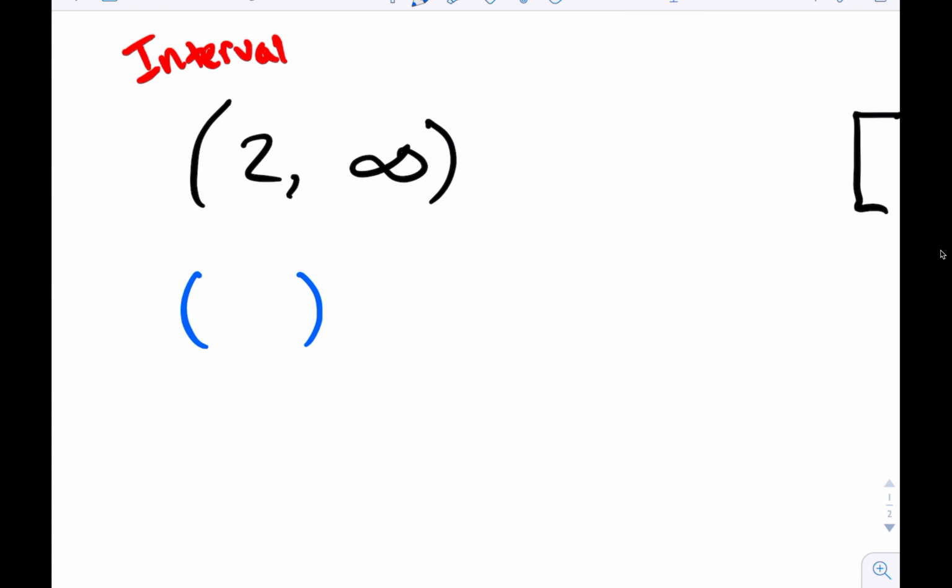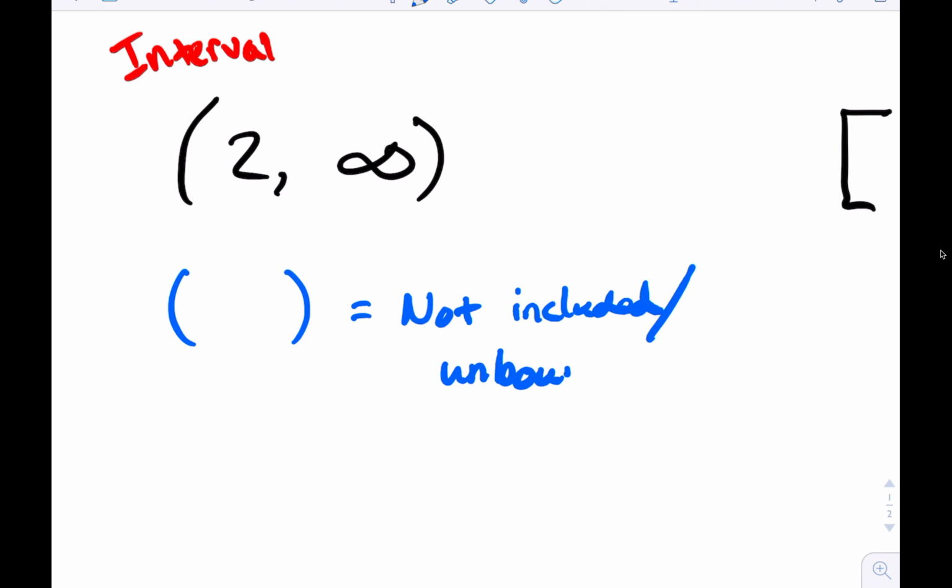So, not included or unbounded. The reason I'm writing unbounded is because anytime you see negative infinity or infinity, you always want to make sure that you include an open parenthesis with it. So again, if this was my domain, this is pretty much saying that I can only go from 2 to infinity, but I'm not allowed to use 2. For some reason, 2 is not going to work in my function.